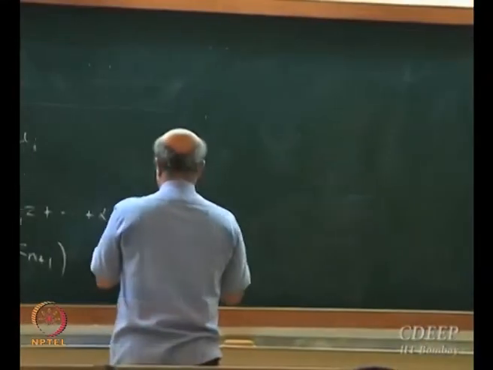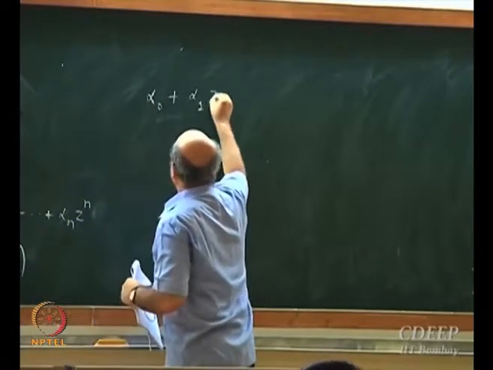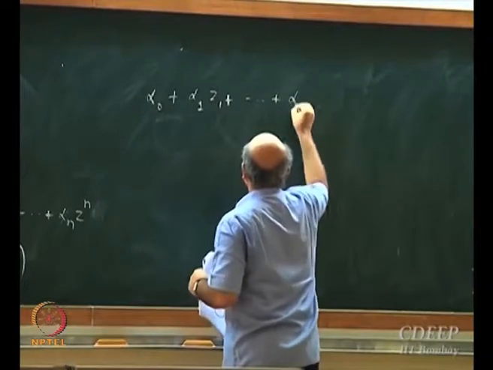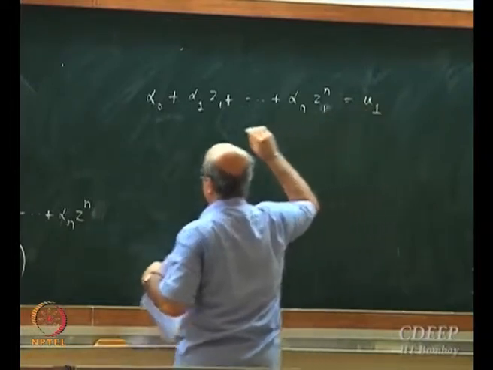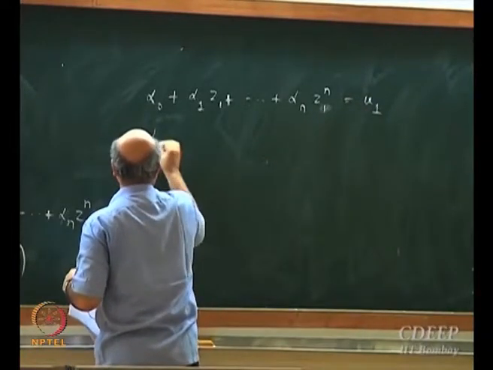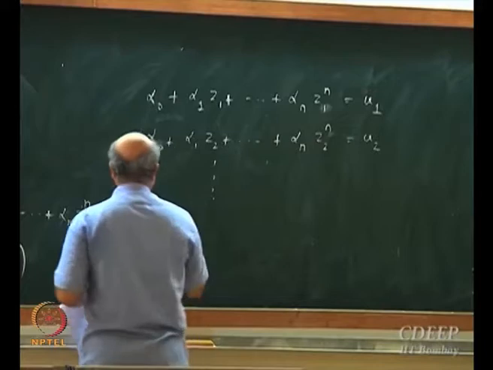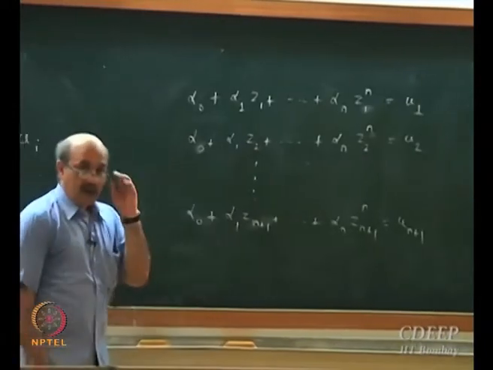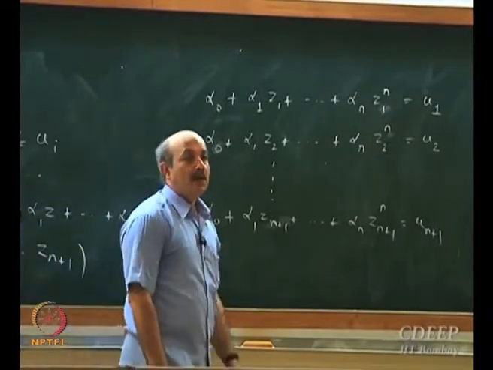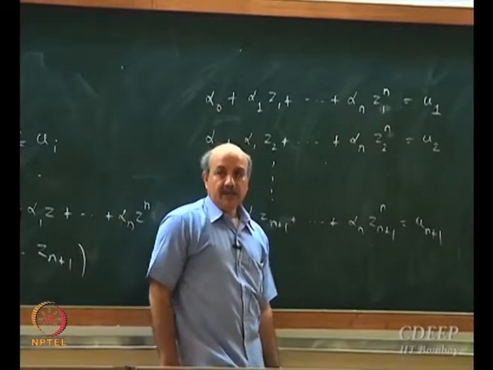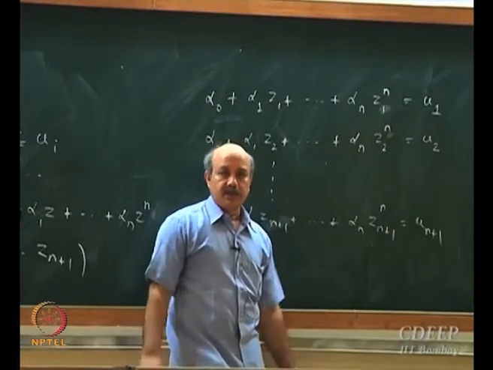So I have this set of constraints: alpha 0 plus alpha 1 z1 up to alpha n z1 raised to n is equal to u1, alpha 0 plus alpha 1 z2 and so on. So I get n plus 1 equations in n plus 1 unknowns. What are the unknowns here? Alpha 0, alpha 1, alpha 2 up to alpha n, there are n plus 1 unknowns, and there are n plus 1 equations. How do you solve this?